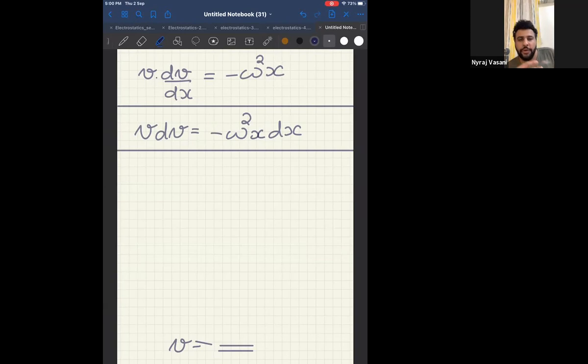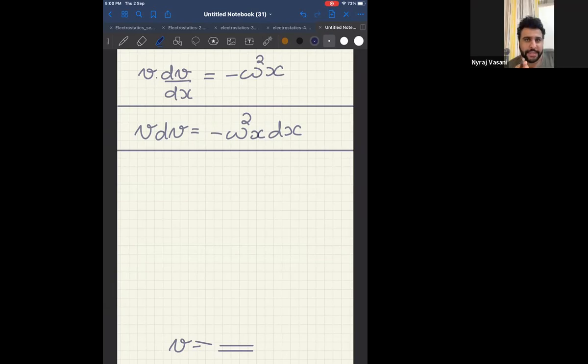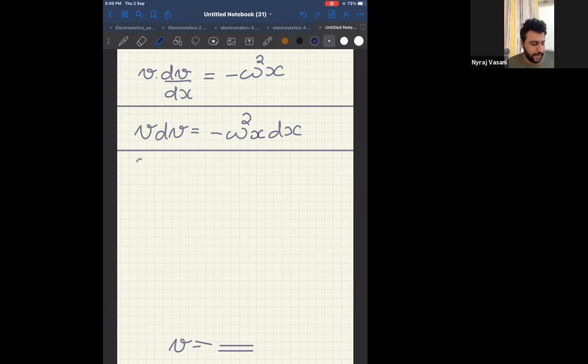Now tell me, I think you're too young to know this, but I think you will know this. What is the best way to remove differentiation? Integration. The best way to remove differentiation is integration. So I will integrate both sides. I will write integration of v dv is equal to integration of minus omega square x dx. Have you all understood? Yes, sir.